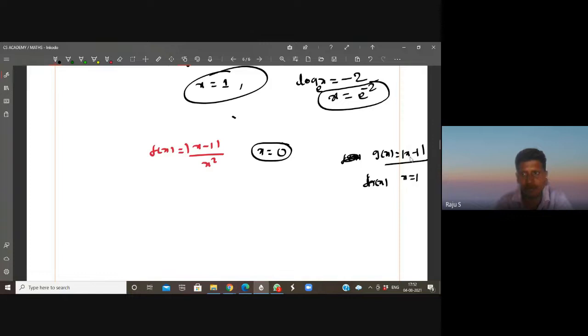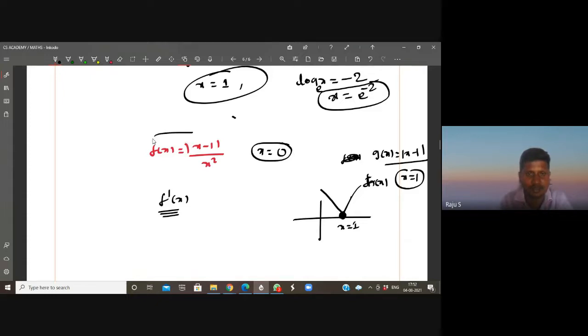At x is equal to 1, 1 minus 1 becomes 0. The graphical representation is like this, modulus x minus 1. So at x is equal to 1, the function is not differentiable because we are getting a sharp corner at 1. So 1 also we can consider as a critical point. Is it clear? We can say directly whether the function is differentiable or not when they give a modulus function. So at x is equal to 1, it is not differentiable.